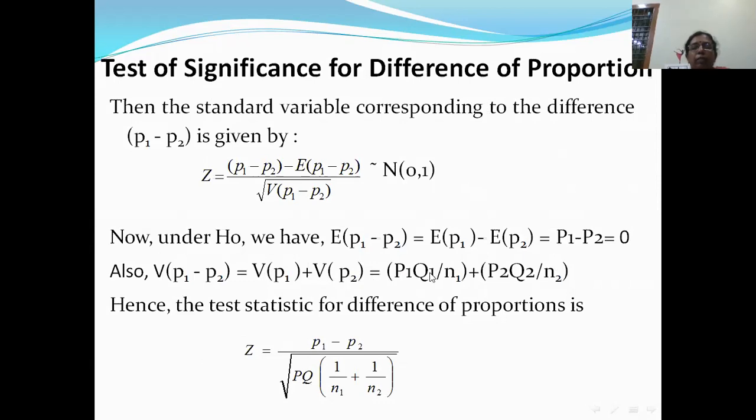So this is equal to P1 Q1 by N1 plus P2 Q2 by N2. So the test statistic for difference of proportion is Z equals, we'll substitute here, (P1 minus P2) by root of PQ into (1 by N1 plus 1 by N2), or (P1 minus P2) by root of (P1 Q1 by N1 plus P2 Q2 by N2).